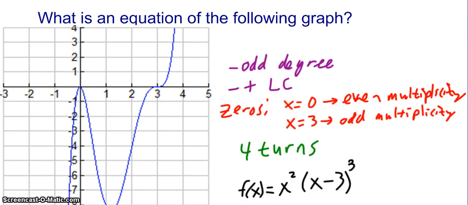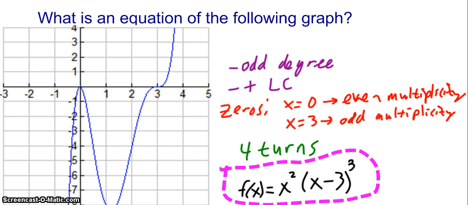Okay, so I came up with this polynomial, x squared times the quantity x minus 3 cubed. Now, how did I come up with that? Well, I noticed that it has to be an odd degree polynomial with a positive leading coefficient because the end behavior is down, left, up, right. There is a 0 at 0 that has an even multiplicity. There is a 0 at 3 that has an odd multiplicity. There are 1, 2, 3, 4 turns.